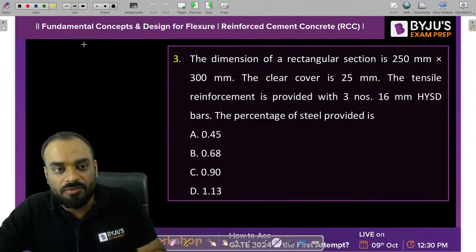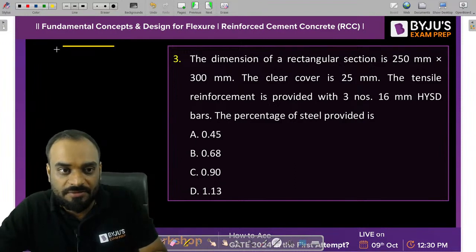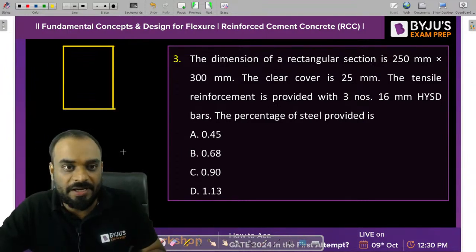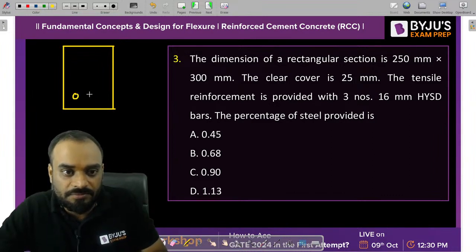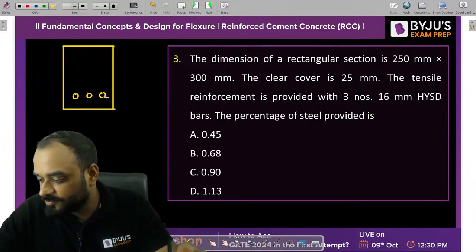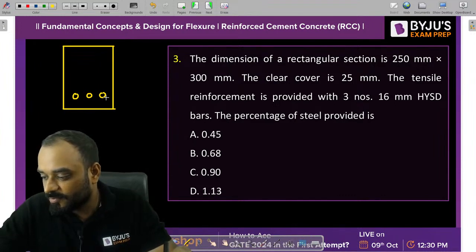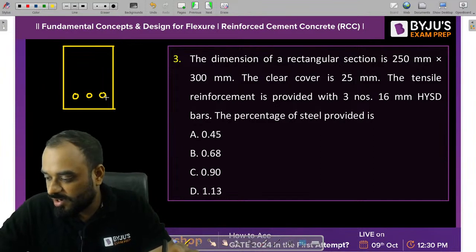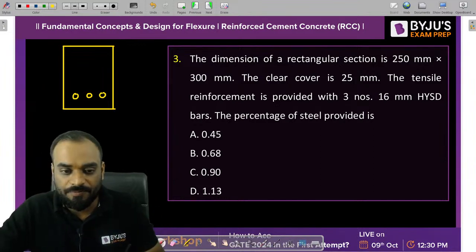1 mark question again. The percentage steel which you have provided in this particular problem. Tell me, guys, how much it is? Percentage steel. A, 0.45. Okay.